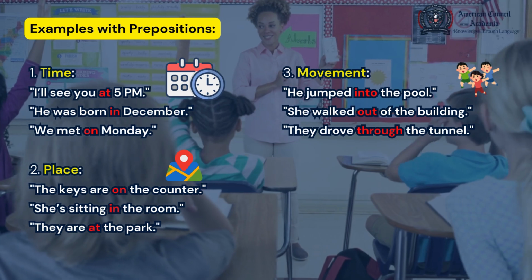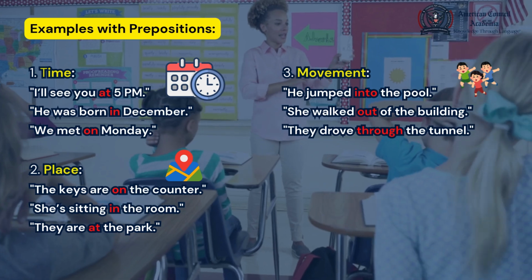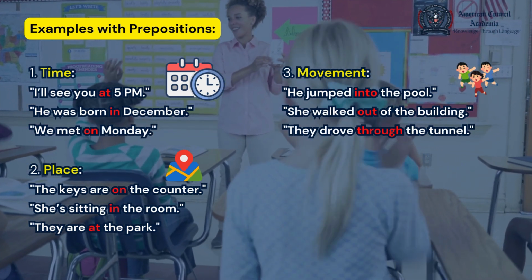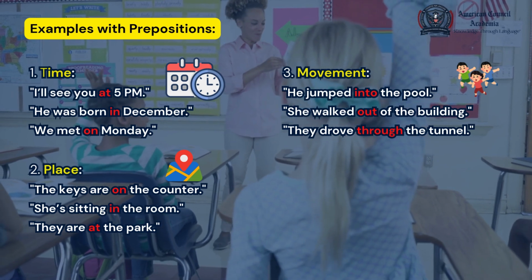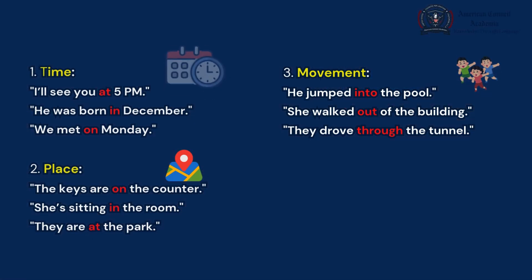Place. The keys are on the counter. She's sitting in the room. They are at the park. Movement. He jumped into the pool. She walked out of the building. They drove through the tunnel.